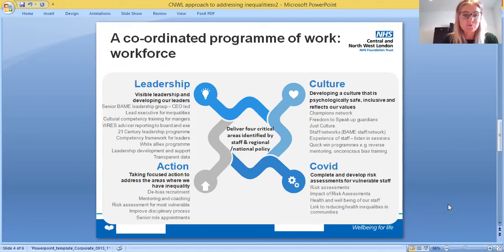We have things like a White Allies programme, development and support programme, and we publish our data. And again, Shaama was saying that's not just annually, so we've moved from just publishing annually to actually publishing our data on a monthly basis, both to Workforce Committee and to our board, so much transparency in the data. So leadership is one of the areas that we really make sure that if we invest there, that has an impact, not just throughout our organisation, but into our communities too.